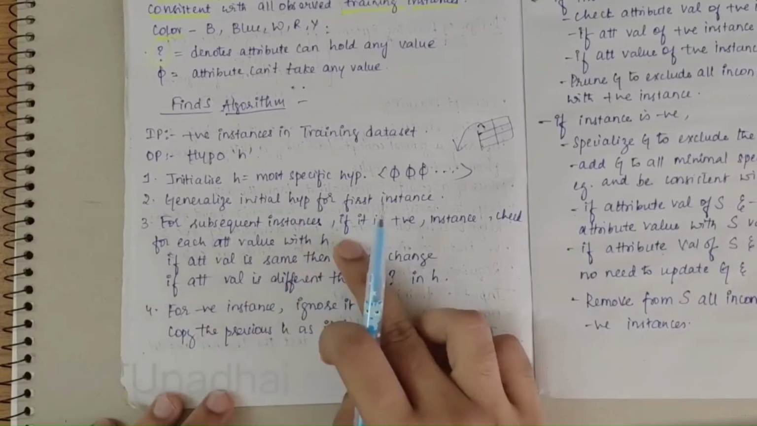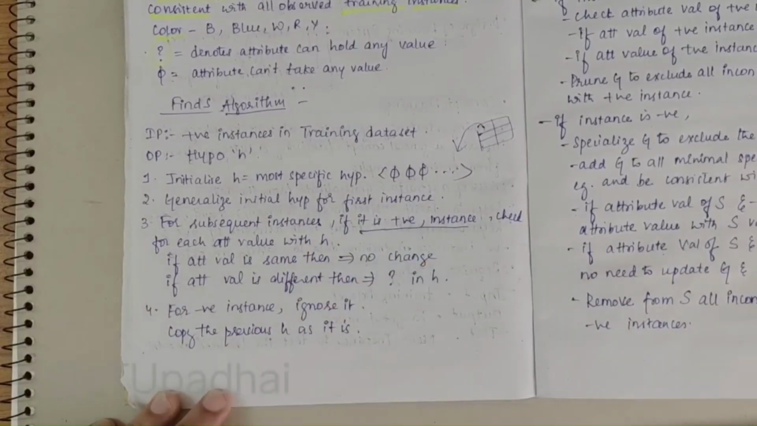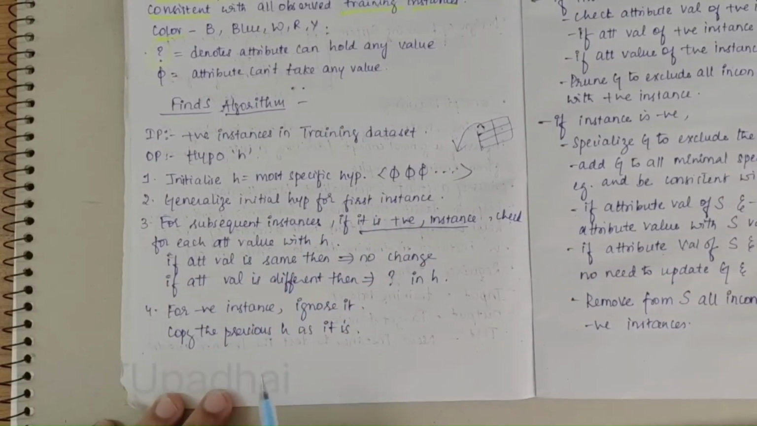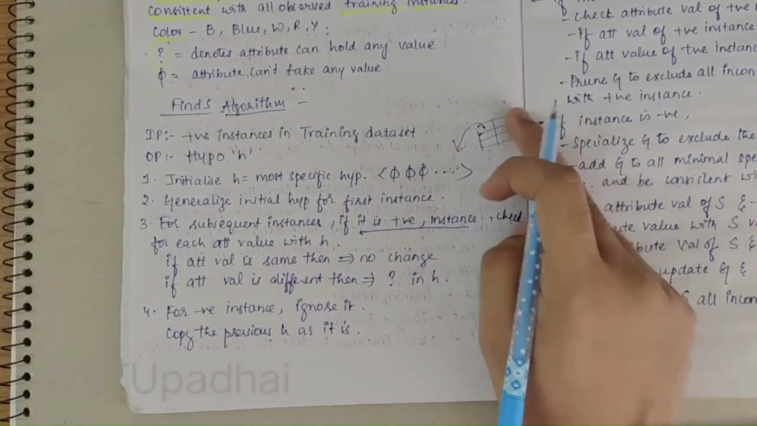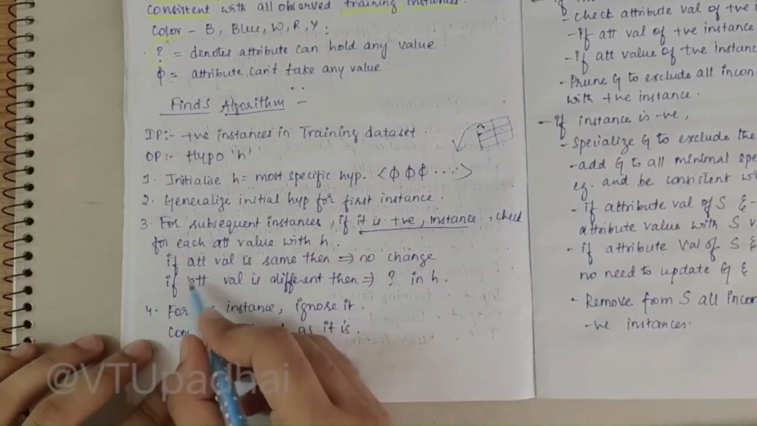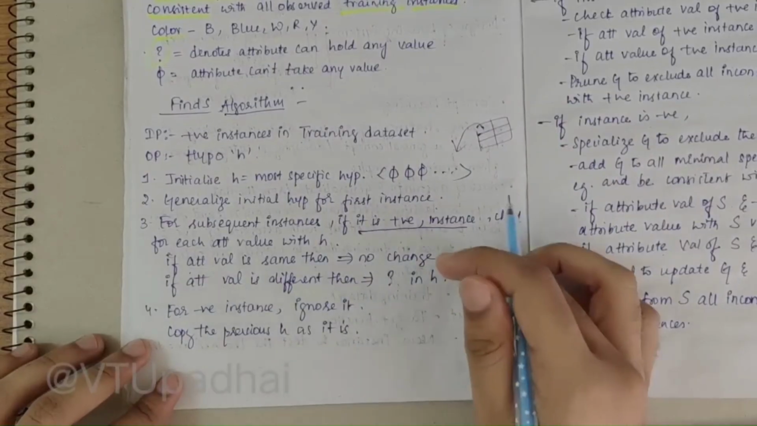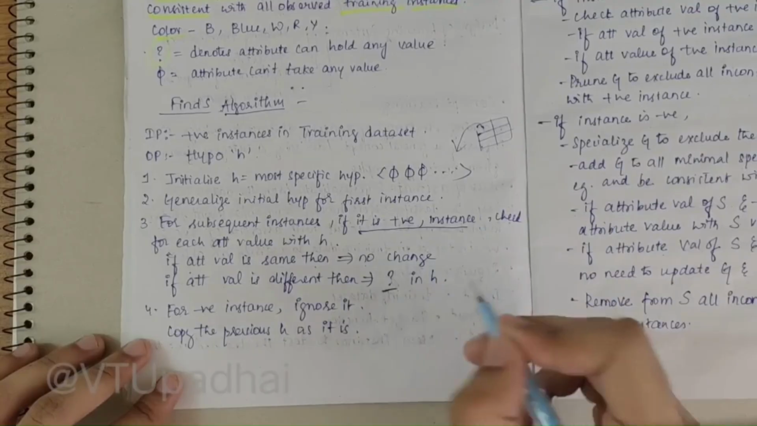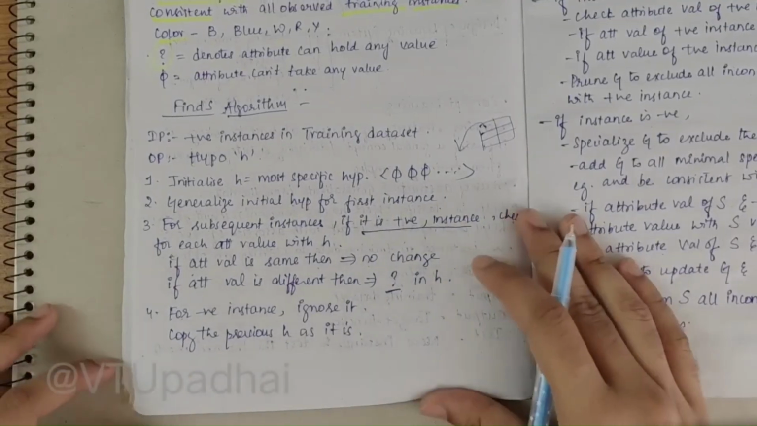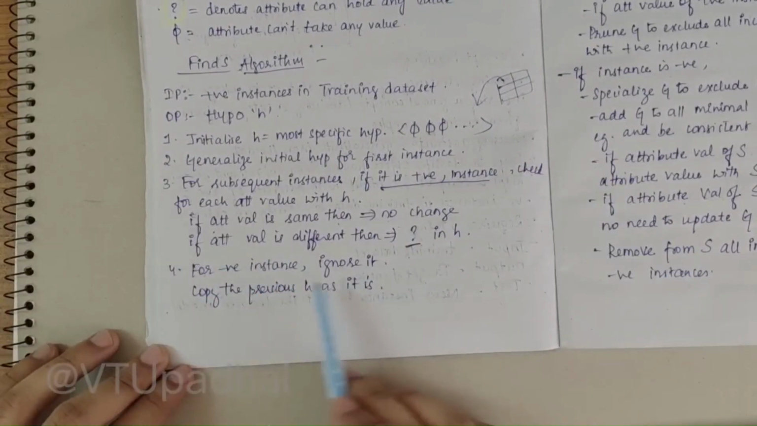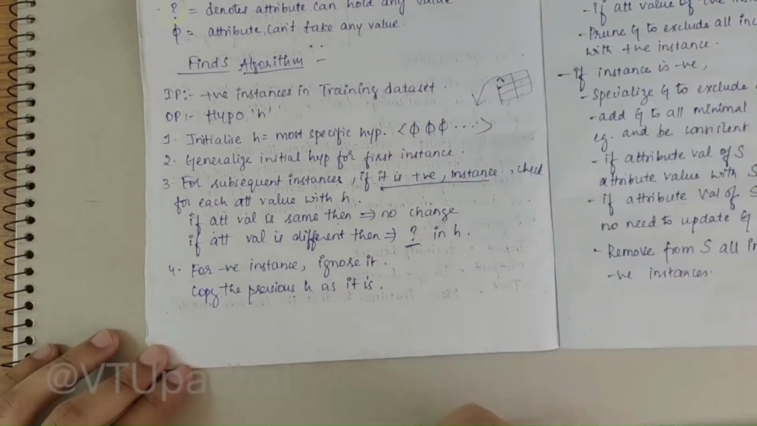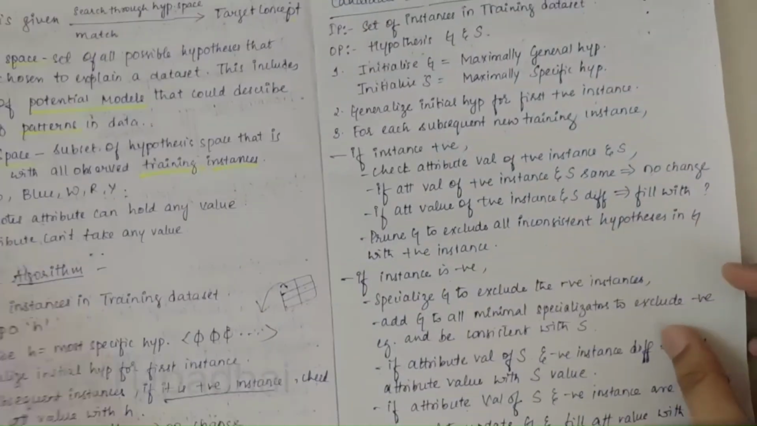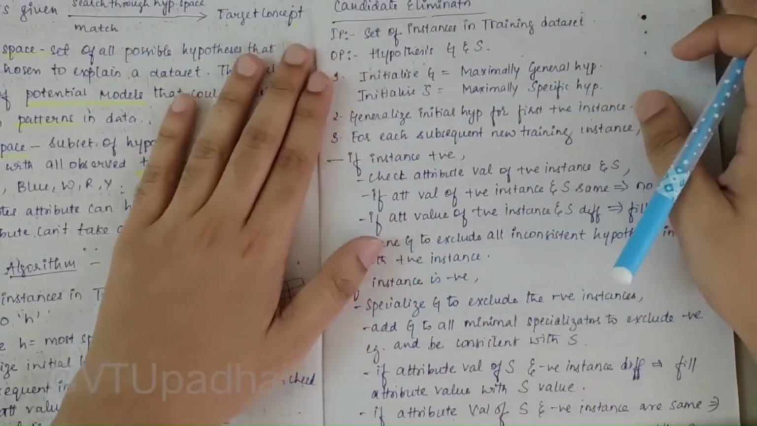Then for the subsequent instances, if it is a positive instance provided in the table, we check the attribute value with H. If the attribute value is the same, then we need not change it. If the attribute value is different, then wherever the attribute value is changing, replace it with a question mark, that is it can hold any value in H. If there are negative instances, then just ignore them and copy the previous H to the next H as it is. So this was about the Find-S algorithm. And next we have the candidate elimination.